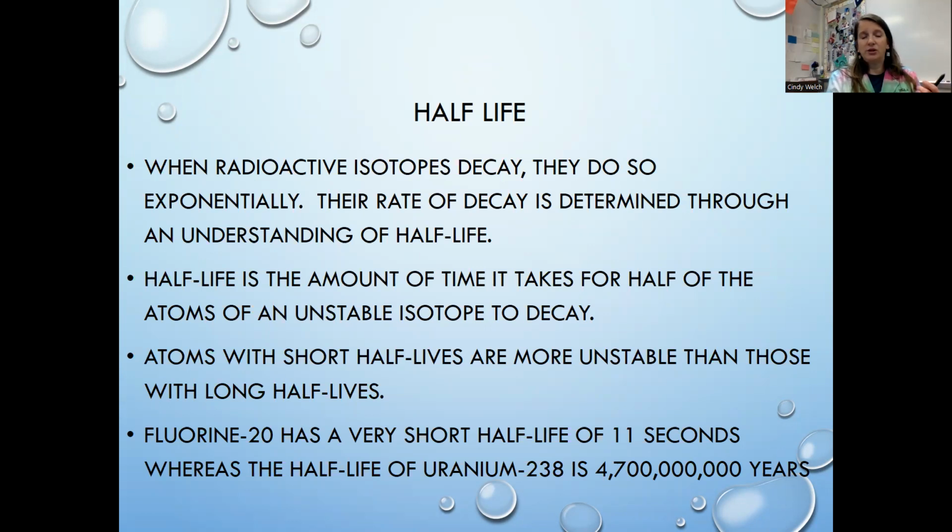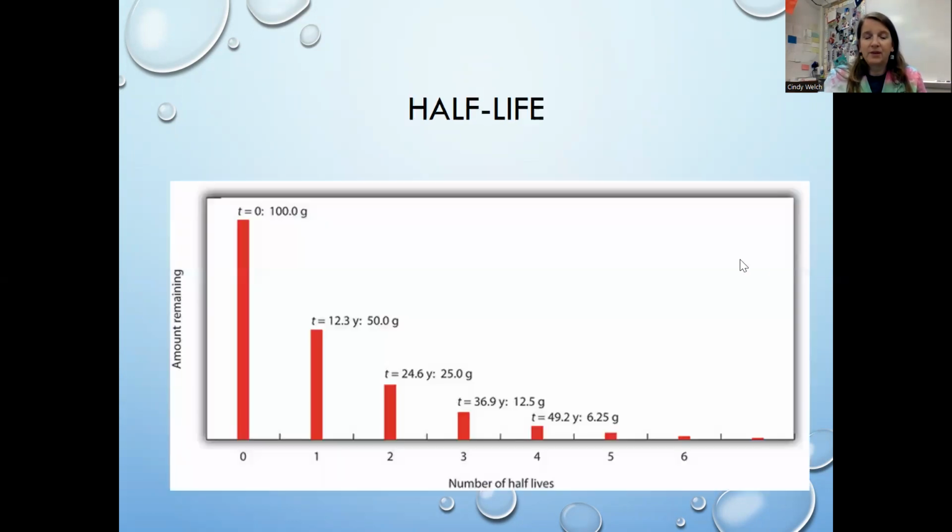Whereas we can talk about uranium-238, and that has a half-life of 4,700,000,000 years. So it would take that long, 4,700,000,000 years, in order for a sample of uranium to decay by half. That has a relatively really long half-life, and so that substance would be more stable than that fluorine-20 that only has a half-life of 11 seconds.